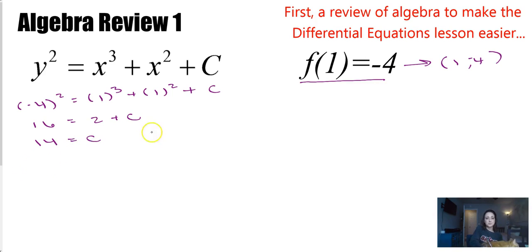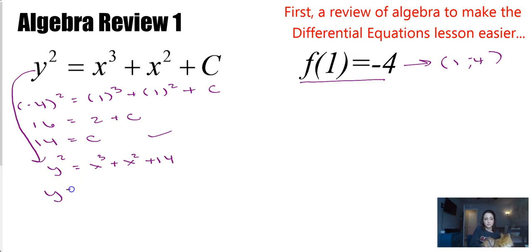Okay, so now I'm going to plug C back in here. So I'm going to come back to my original. I've got y squared equals x cubed plus x squared plus C, which I found to be 14, right? Okay. So that was step 1, was to find C. We did that. Step 2 is to get y by itself. So y is almost by itself. I just need to take the square root. But when I introduce a square root, don't forget you need a plus or minus.